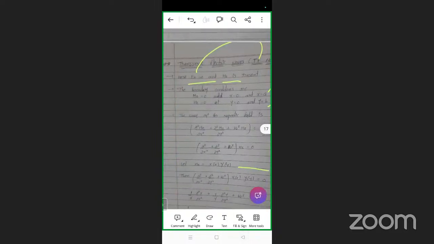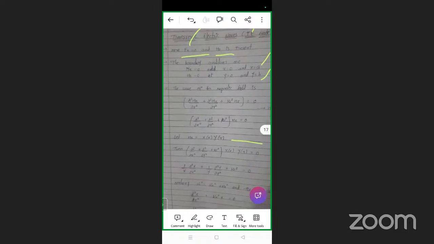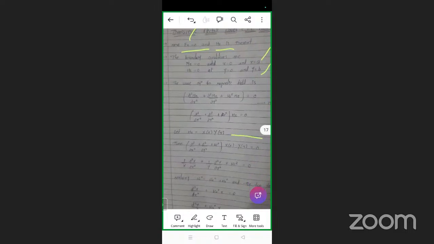This wave equation we already saw in the previous one. What is the magnetic field wave equation? Dou square Hz by dou x square plus dou square Hz by dou y square plus Kc square times Hz equal to 0. Again, there we took variables X and Y. Same way here I am taking X and Y as variables.